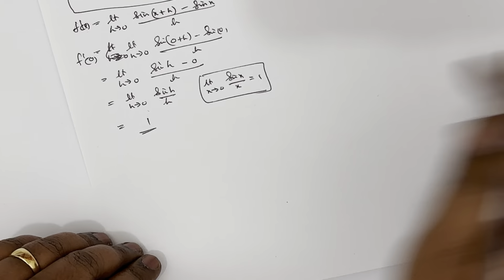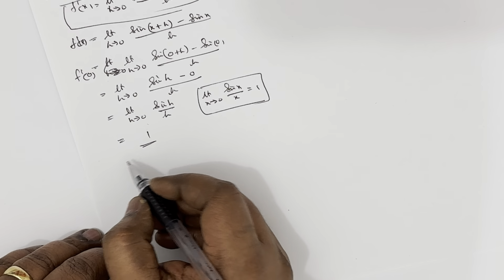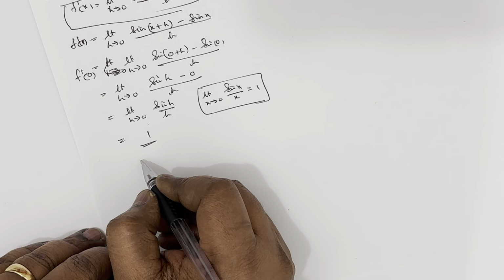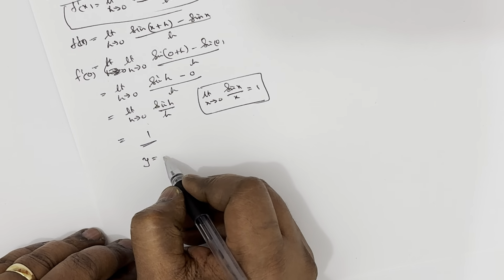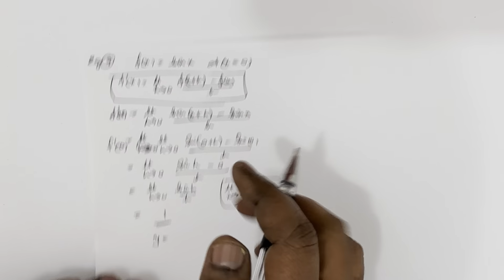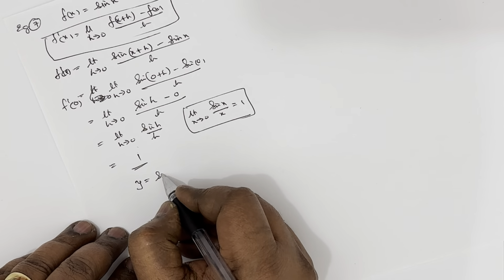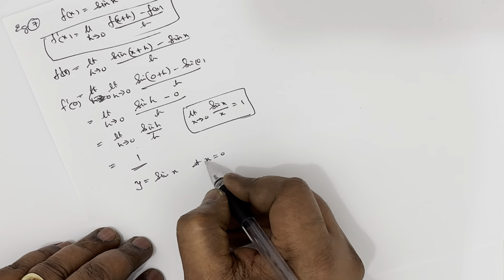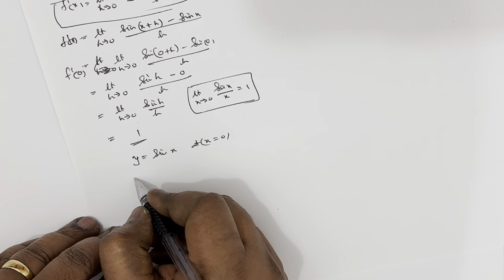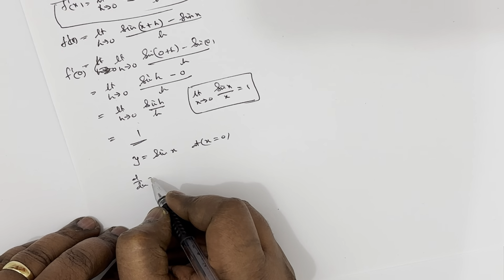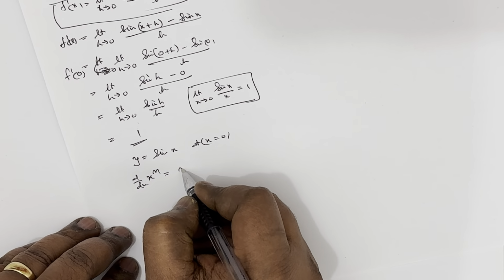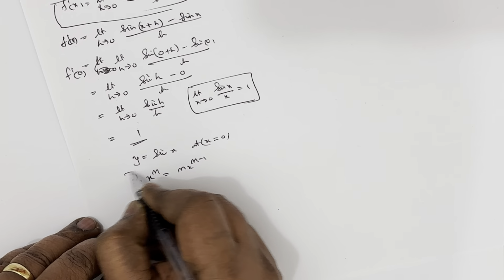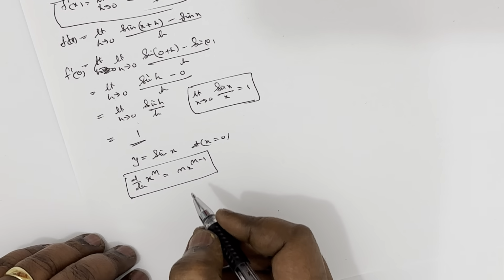Okay, now we'll do it by the power rule method. Assuming y is equal to, we can write f of x in this form, y is equal to sine x, at x is equal to 0 again. So dy by dx of x power n is n into x raised to n minus 1. Okay, this is the power rule method, the formula.